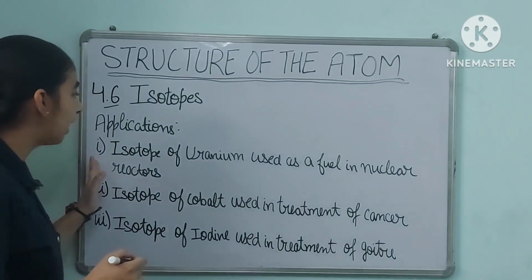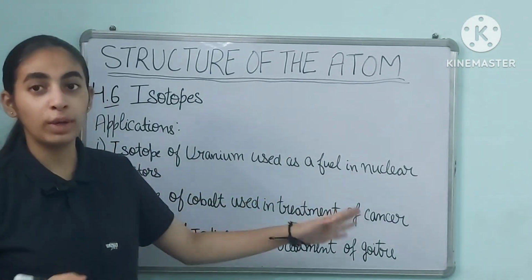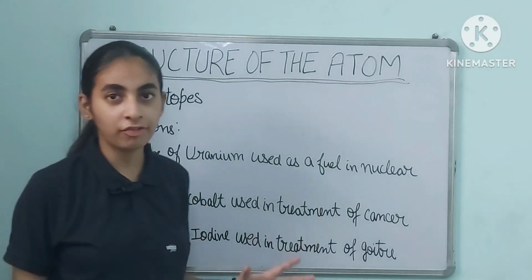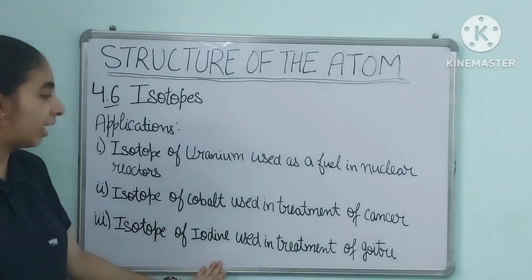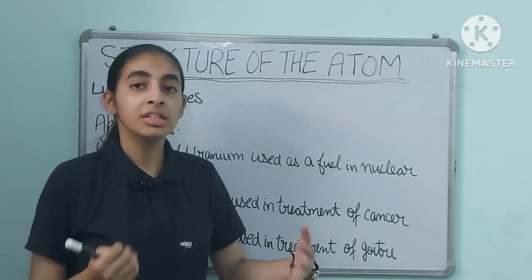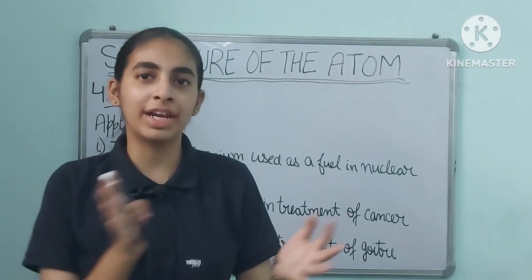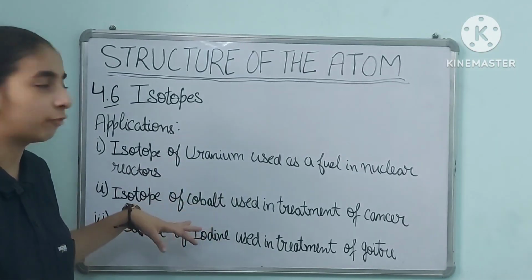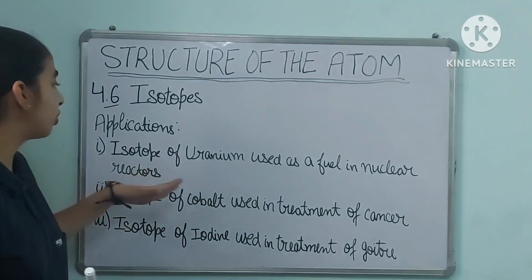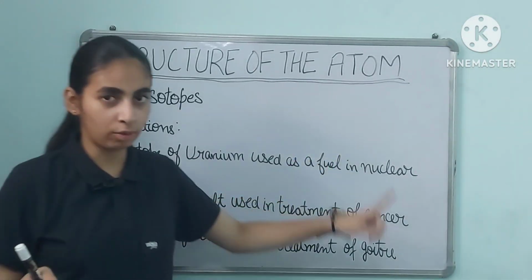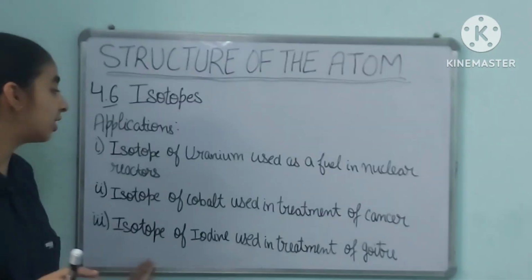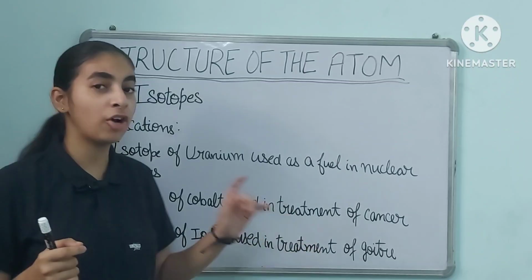First application: an isotope of uranium is used as a fuel in nuclear reactors, and an isotope of cobalt is used in the treatment of cancer. An isotope of iodine is used in the treatment of goiter. More isotopes are there that are used for various purposes. These are some of the applications of isotopes that you have to learn, which is important.